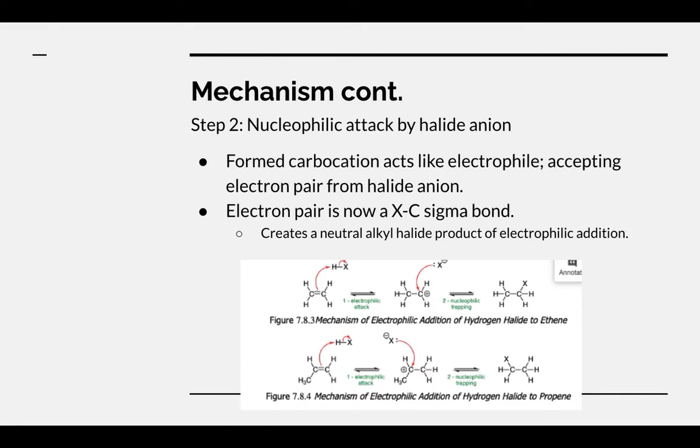So in the image below that I've inserted, we are able to see exactly steps 1 and 2 being shown. The first thing is we see that the double bond is attacking the hydrogen, and the electron pair is being accepted to form the halide anion.